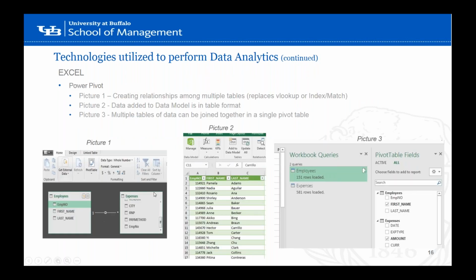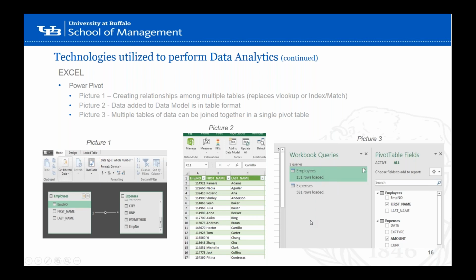So just to give a visual of what it looks like, here in the first screen we are able to pull in multiple worksheets, and we are connecting them by creating a relationship. That's just where you have a common field that would allow these two to connect. You can see in picture 2 that when data is added to the data model, it's in table format, so it automatically formats it as a table. And then you can see over to the right-hand side, before selecting the various fields for your pivot table, that there are 2 workbooks it's pulling from.